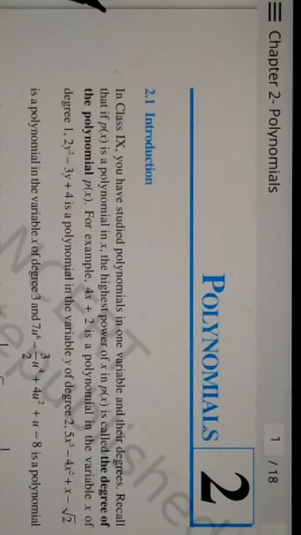Class 10, we are taking chapter Polynomials, chapter 2, and this is going to be easy. The beginning is just a quick revision of what you have already studied in your earlier classes. Well, in class 9, you were told what a polynomial is. I hope you all remember what a polynomial is.